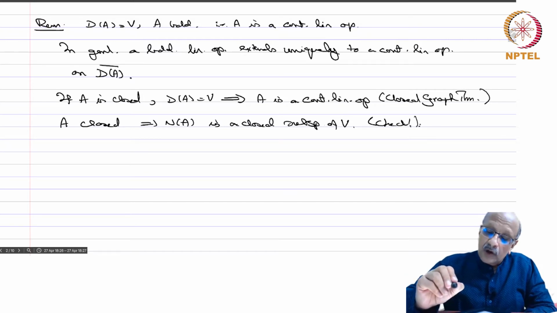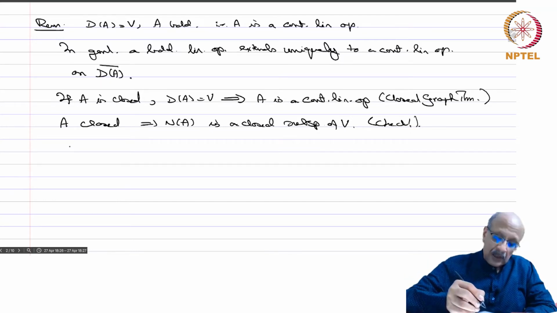So, normally if you have a continuous linear operator, then of course null space is a closed subspace, but if it is a general linear operator, nothing can be said about the null space. If A is a closed operator, that means the graph is closed, then the null space will be closed.